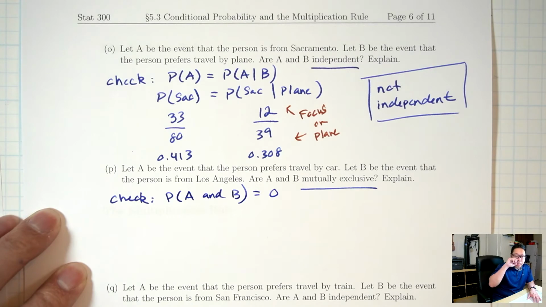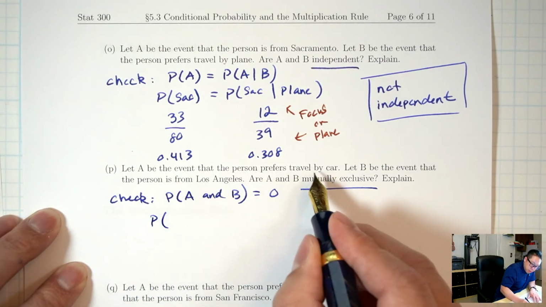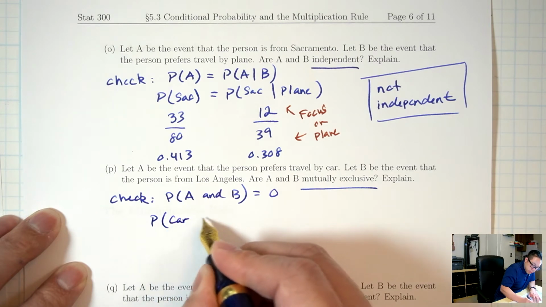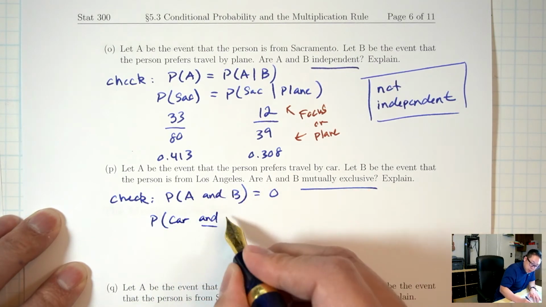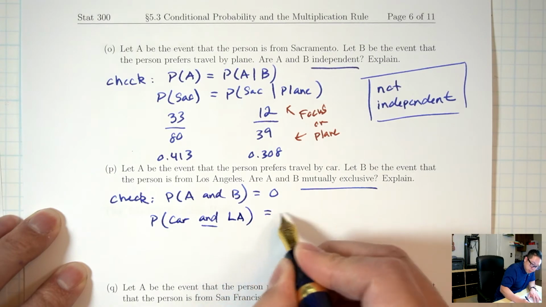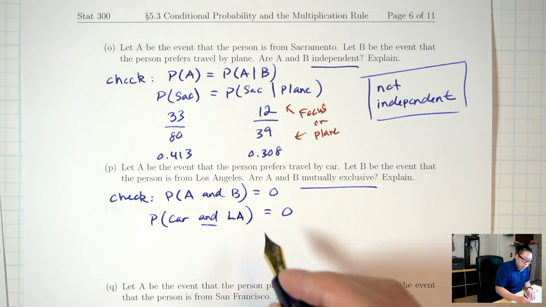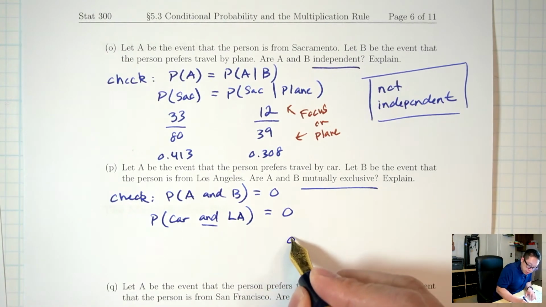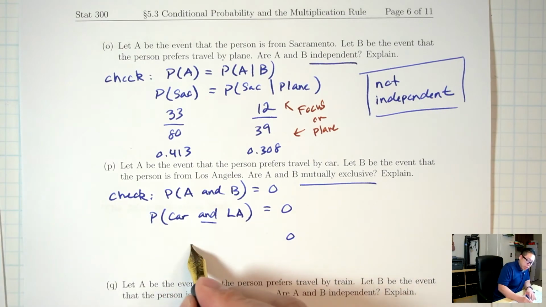Right, in this case, A and B meant something. So A meant car, and B meant LA. Okay, we're going to check left side, check right side. Right side's easy. Right side's actually just 0. That's the easy part. Left side, probability of car and LA.